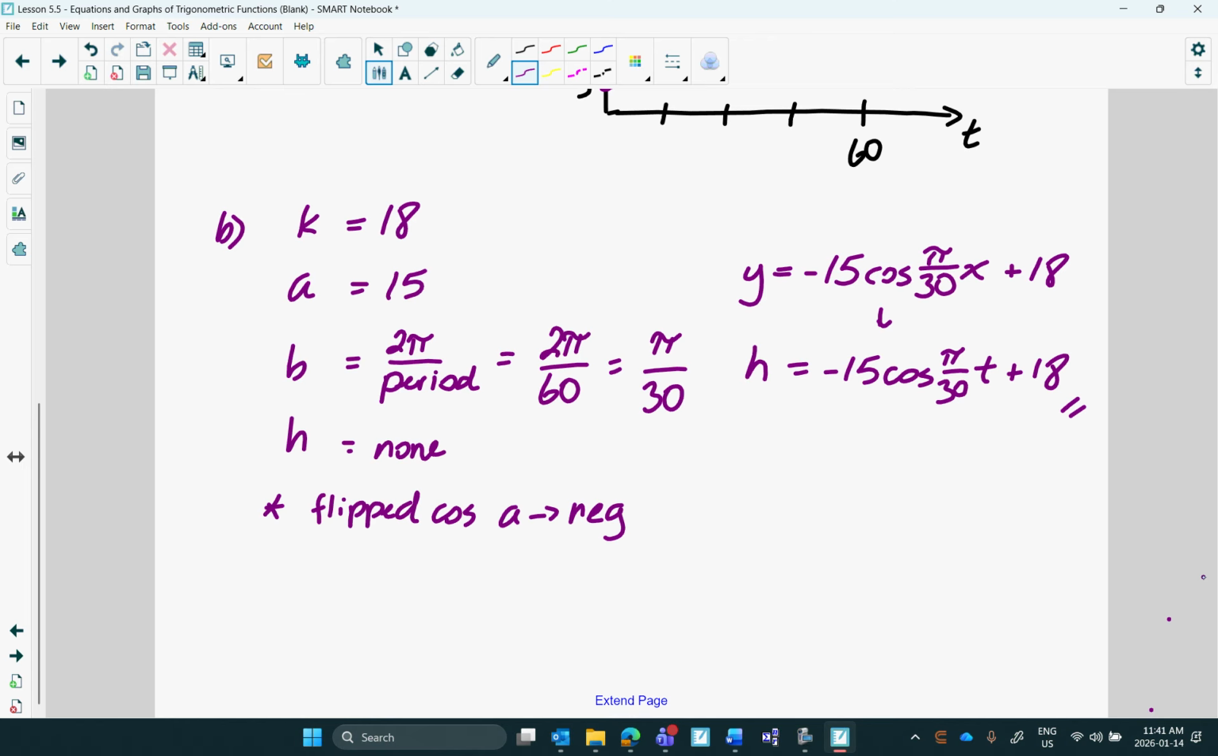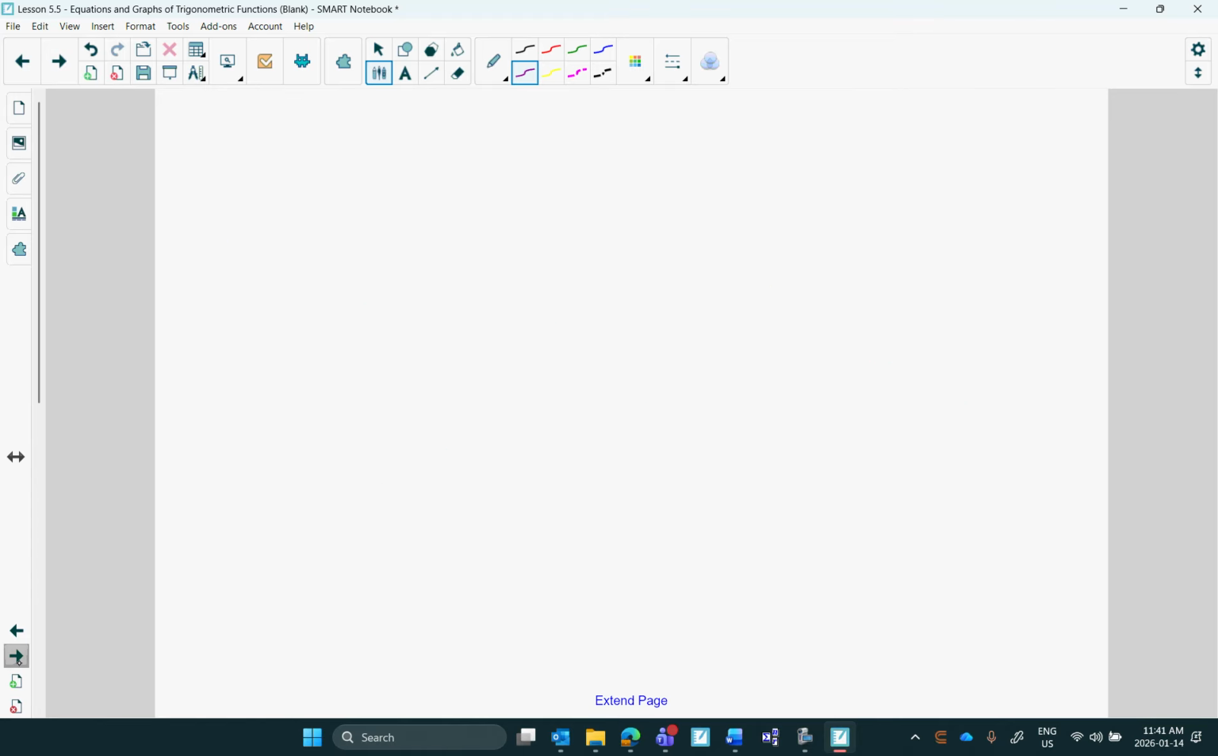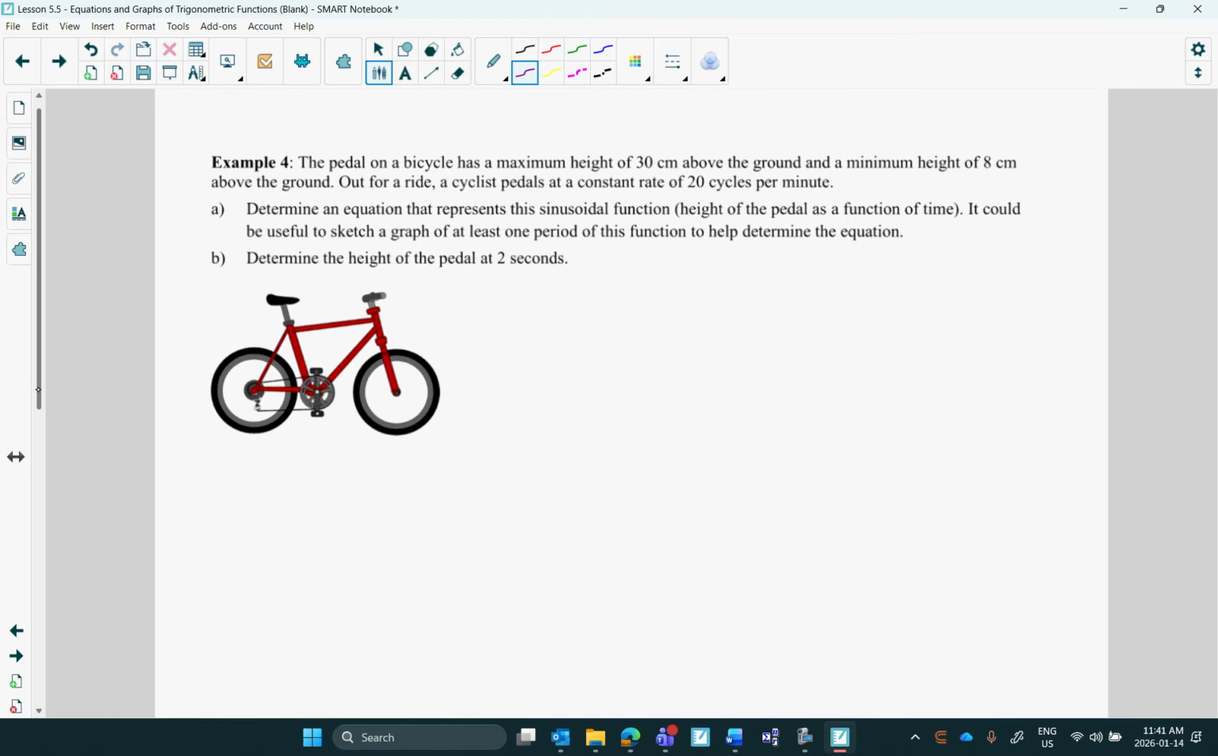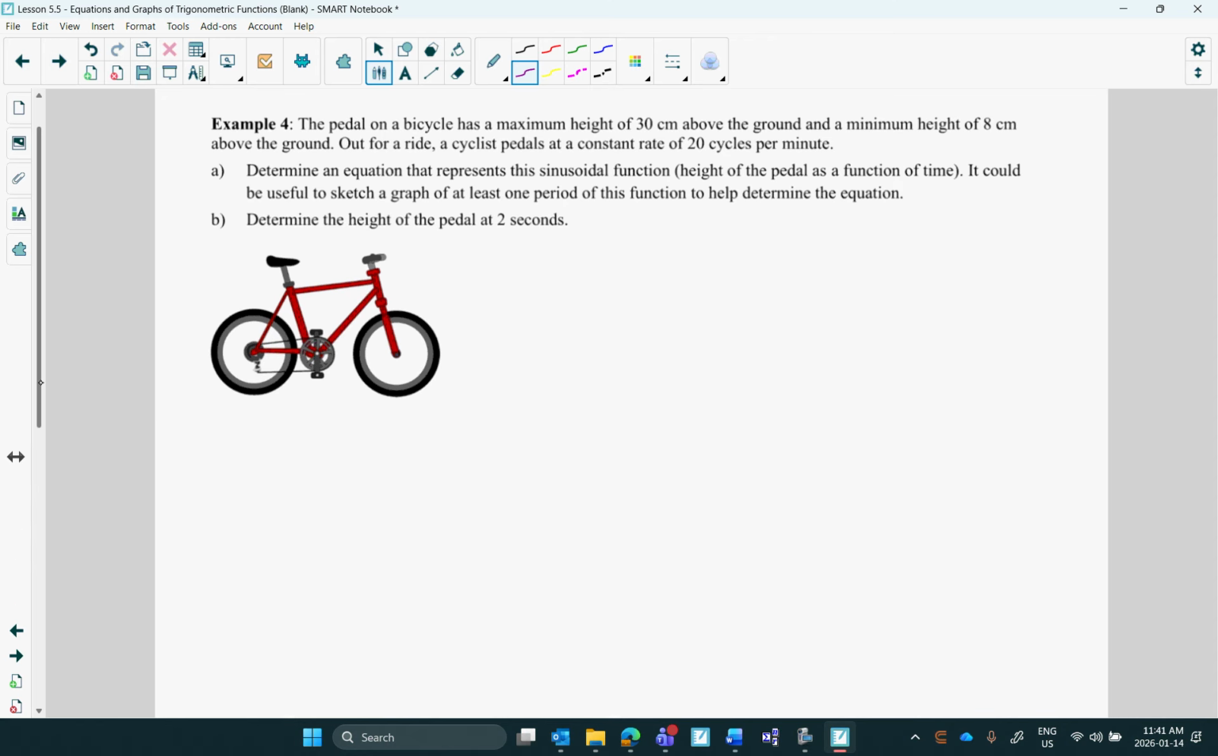Let's look at a couple other examples. Usually with these ones, you'll either be asked to sketch a graph of the situation or find the equation of the function of this situation. You normally won't be asked questions like B, but I'm going to do it anyway because you never know.